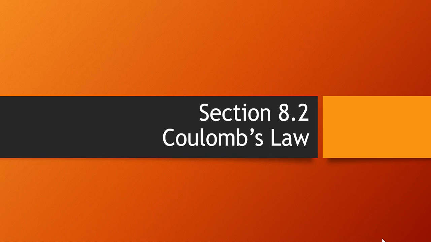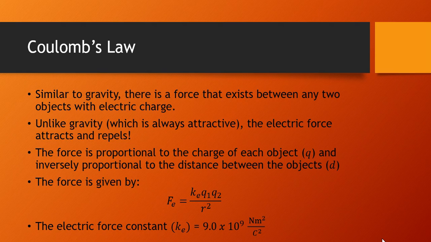Section 8.2, Coulomb's law. In the last chapter we talked about how there's a force that exists between two objects with electric charge. This is the force that holds together atoms. The force of gravity exists between two objects with mass. The electric force exists between two objects with electric charge.